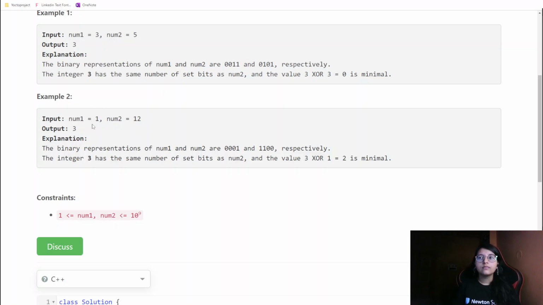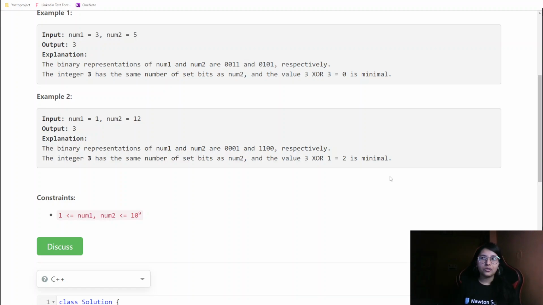Then for this one, this is the representation of 1 and the representation of 12. The first thing we are required to do is create a number in which 2 bits are set. In that context, we go ahead and figure out that the number is 3. If we do XOR of that 3 with 1, then 2 is the number we get, and that is the minimum answer we will get.